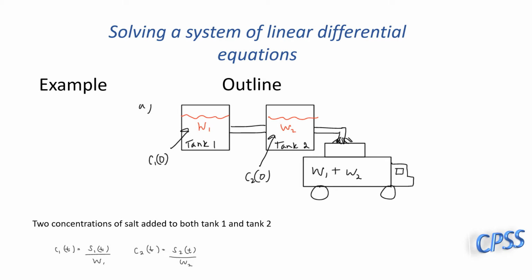All right, this problem is going to be about solving a system of differential equations with an application. The application here is two tanks. We have tank 1 with water in it with an initial concentration of C1 naught. We have tank 2 with a concentration of C2 naught, and both have water. Tank 1 has water W1 in gallons, and tank 2 has water W2 in gallons.